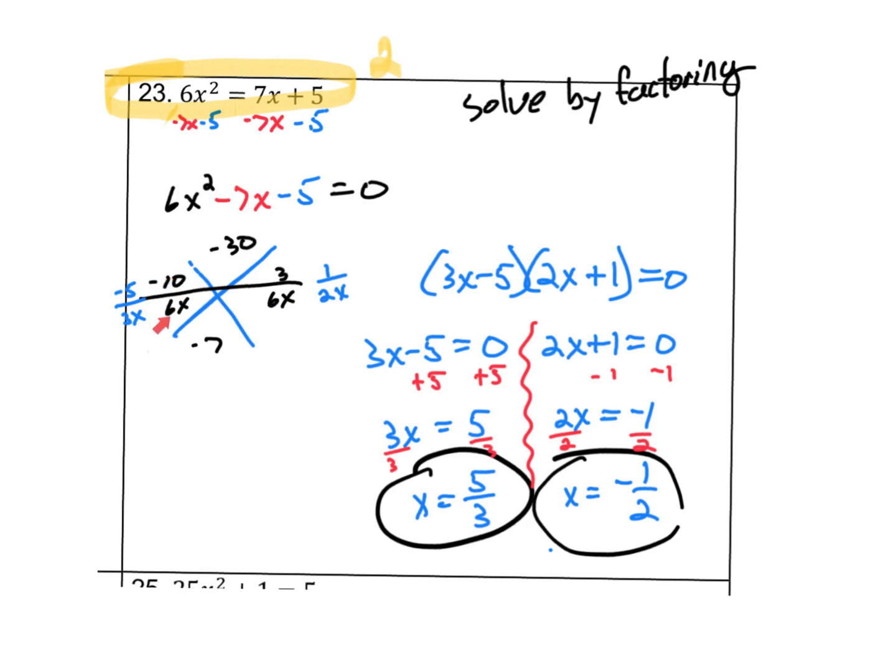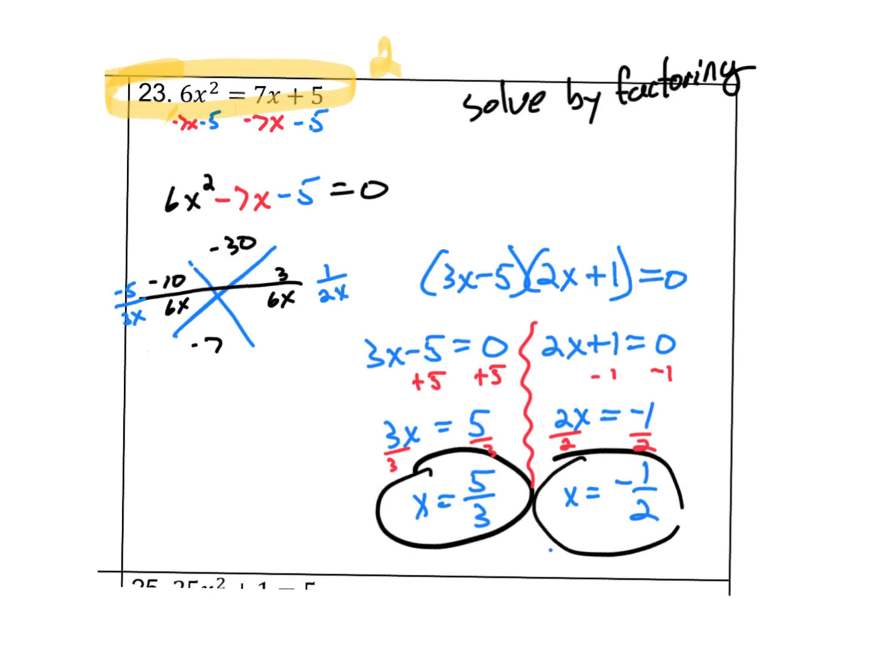Well, each one of these, if we think of it as a fraction, we could simplify 10 over 6 by dividing both the numerator and denominator by 2, and we would get 5 over 3x. And that's going to be our factor, 3x minus 5. The other one, 3 over 6x, we'll divide both the numerator and denominator by 3. 3 divided by 3 is 1. 6 divided by 3 is 2, so 1 over 2x. So this factor is 2x plus 1.